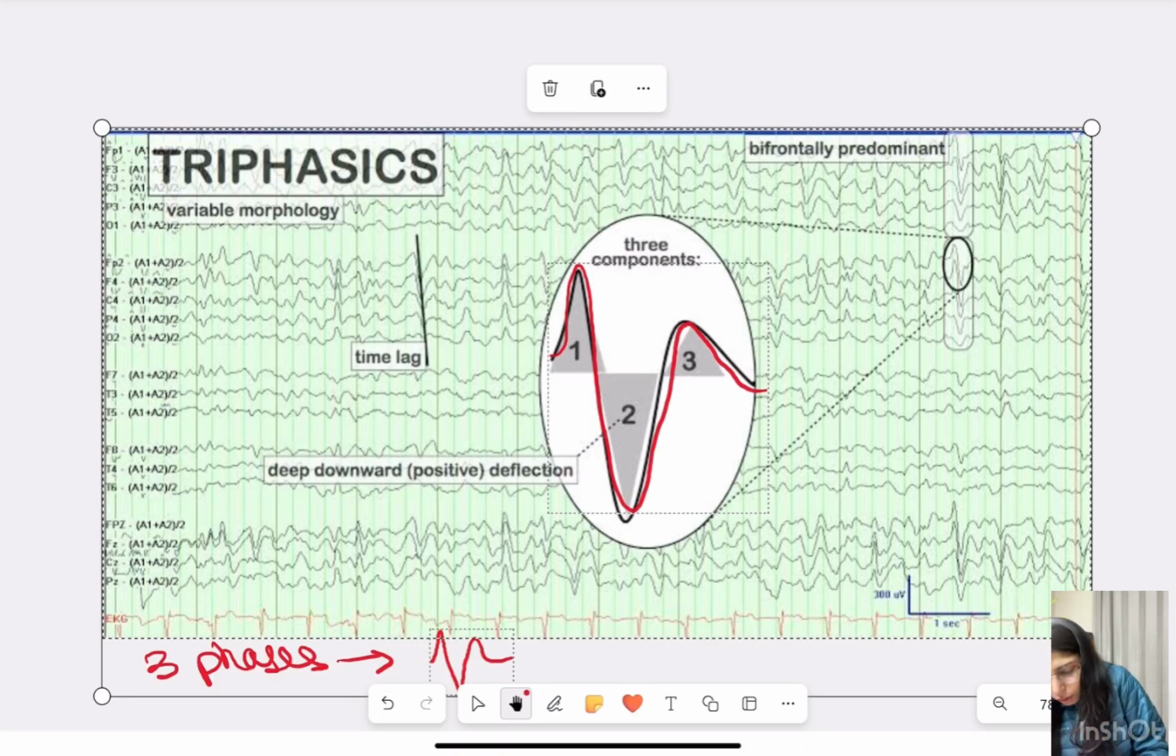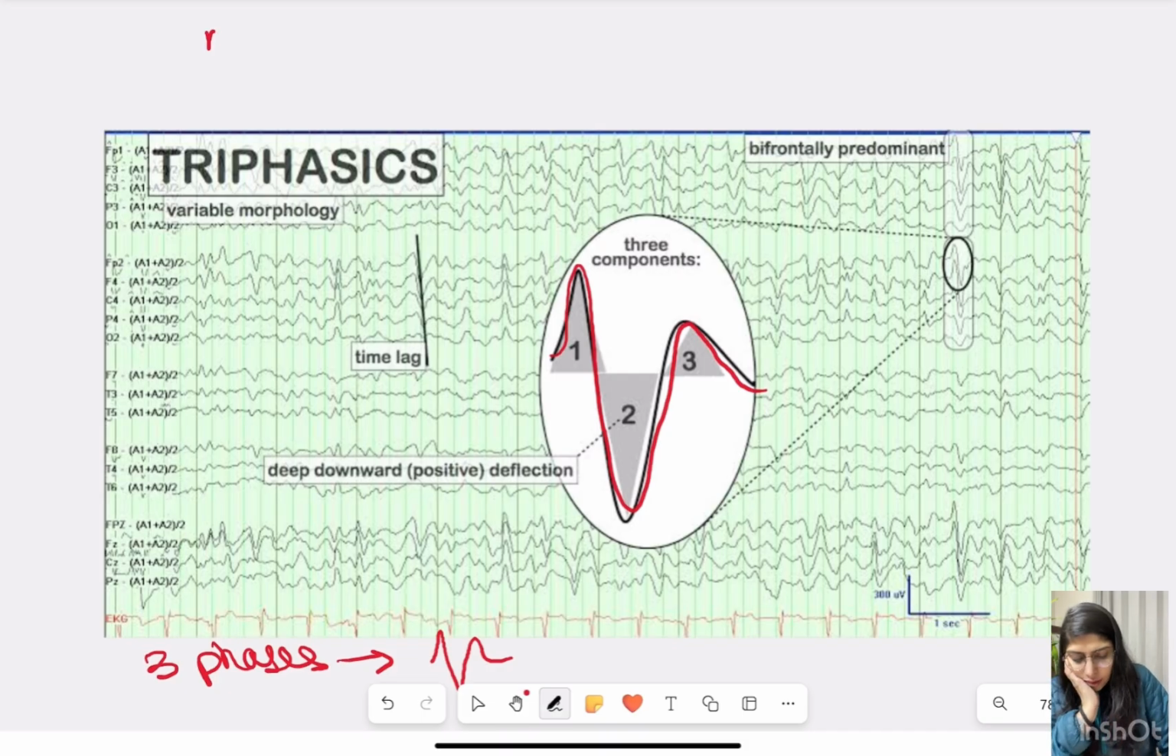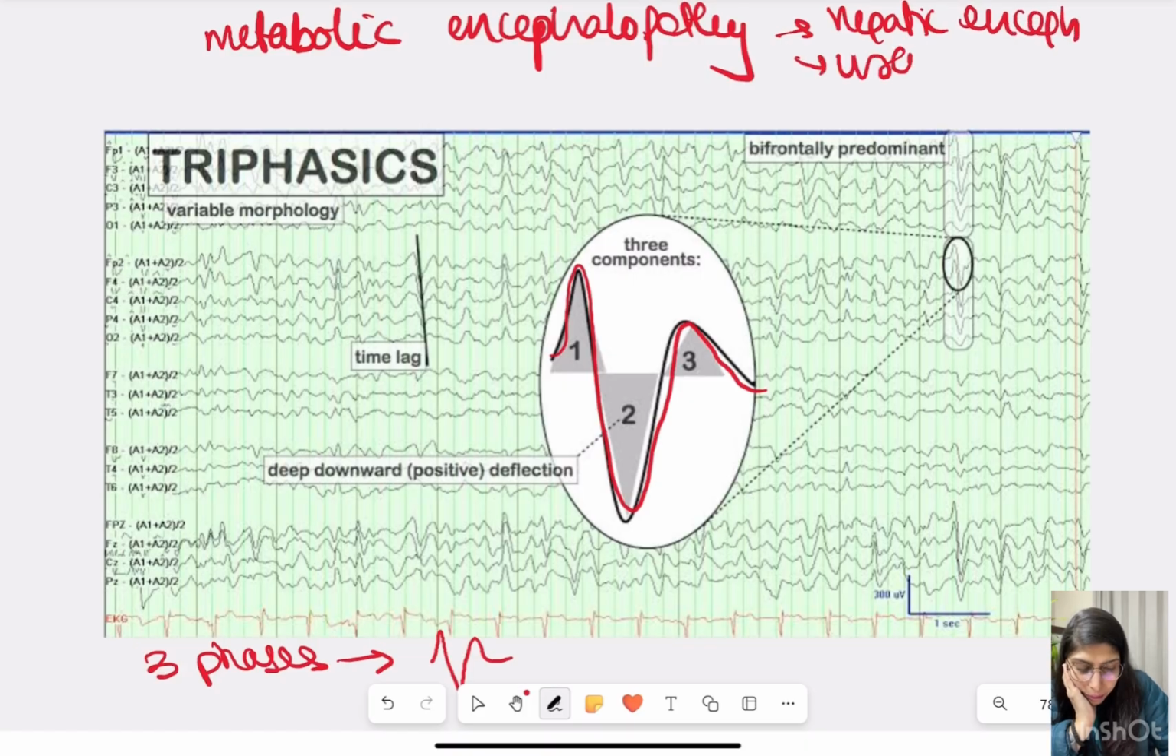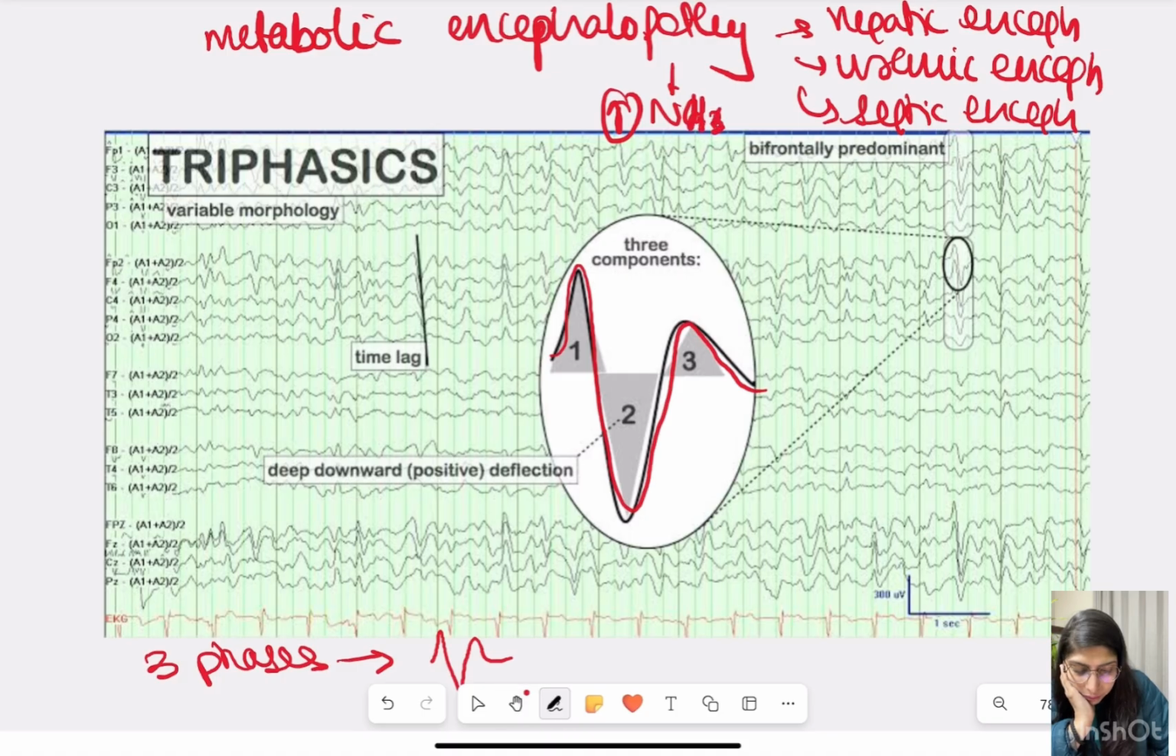Now, triphasic waveforms are seen in any region of metabolic encephalopathy. Anything that comes in this category of metabolic encephalopathy will show you triphasics. For example, hepatic encephalopathy, uremic encephalopathy, even septic encephalopathy, even hyperammonemia. Wait, what is the chemical formula for ammonia? NH4. Right. So even hyperammonemia. So metabolic encephalopathy.